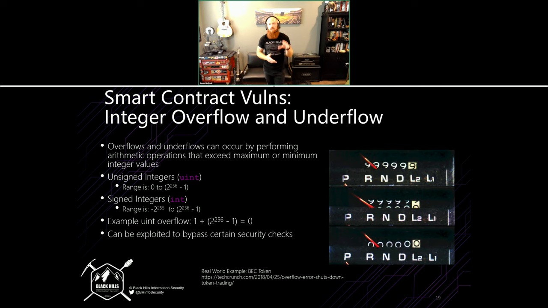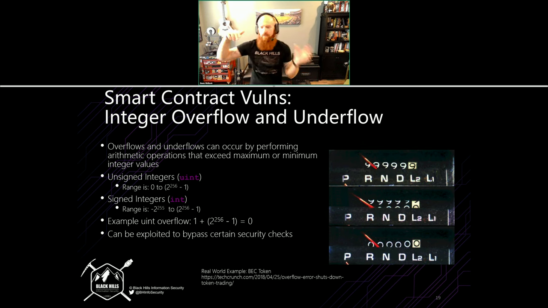In smart contracts, you have unsigned integers, which range from 0 to 2^256 minus 1. So it's a very, very large number. If you hit that highest register and go past it a little bit, it'll come back down to 1, 2, 3 again. The same thing applies to signed integers, but with negative values. An example of a uint overflow: say you had 1 and you added 2^256 minus 1 to it, you would actually get 0. So if there aren't certain security checks or libraries in place to prevent these kinds of overflows, you may be able to bypass certain security checks.